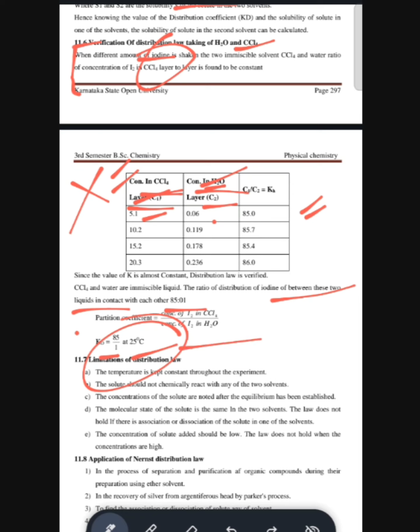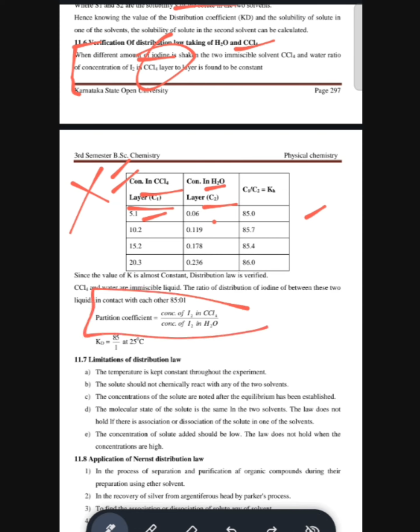The partition coefficient is equal to the concentration of iodine in carbon tetrachloride divided by the concentration of iodine in water. So how much is dissolved in carbon tetrachloride and in water, that we are going to calculate as the partition coefficient, how much it is distributed between two different solvents.